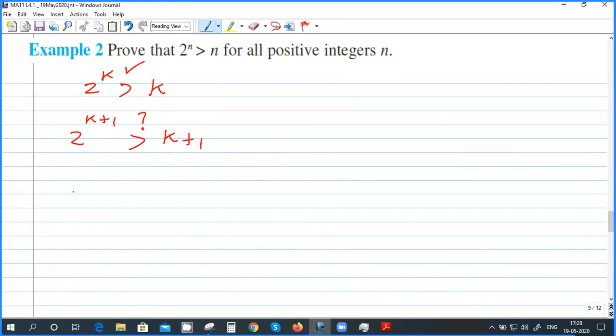Are you able to proceed? Bhavya, done? No, sir. The first statement is true. We are assuming it's true. Use that to prove the second statement. Yes, sir, I'm trying.